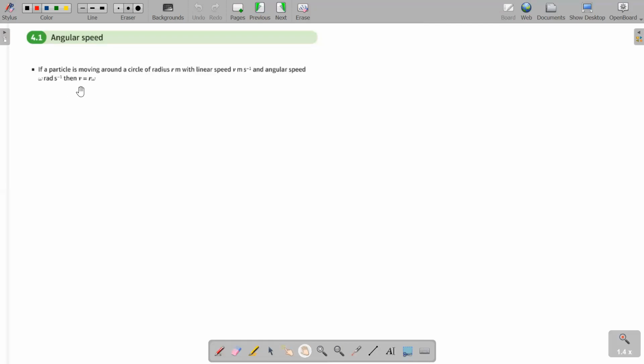So we have a relationship between the linear speed and the angular speed, and it is given by the equation v equals r omega. So this is the first main equation you learn in this lesson. v equals r omega. Note it down as the first main equation.